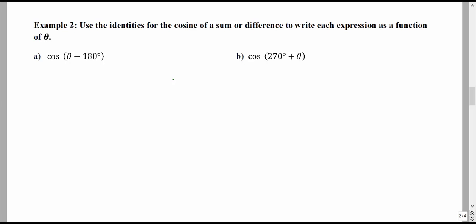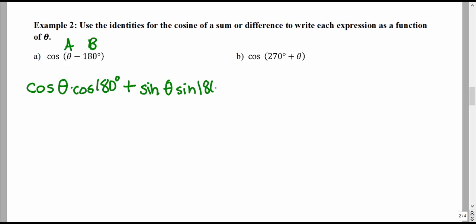Cosine of theta minus 180 degrees. Let's call this our first angle A, and this will be our first angle B. We can still use our cosine identity even though we don't know both angles. We will just write it as cosine of the first angle, which is theta, times cosine of the second angle, which is 180 degrees. And since we're subtracting on the inside, we'll be adding on the outside. Sine of theta times sine of 180 degrees.